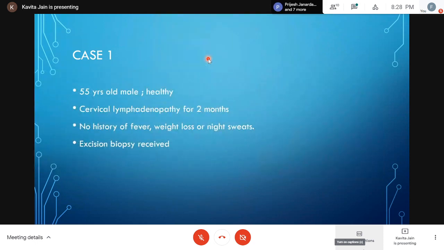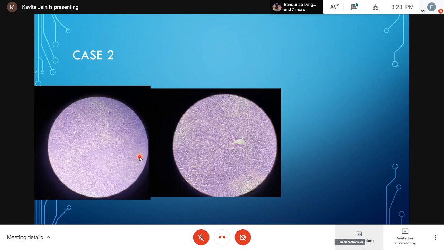Then the next case, case 2, a 55-year-old healthy male with cervical lymphadenopathy for 2 months, no history of fever, weight loss or night sweats. We got an excision biopsy. The clinician was fair enough to give us the excision biopsy. And I've included this case just to show you that these are thick sections of the lymph node. I just could not interpret anything.